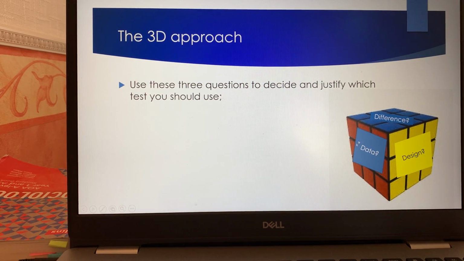Statistical test. There's 3 questions that we have to decide and justify which test we're going to have to use. So we need to know the type of data. Is it nominal? Is it ordinal? Is it interval data? Is it a test of difference or a test of correlation? So is it an independent groups, a repeated measures, or is it correlational? And, matched pairs falls under repeated measures. And then what design did they use? Those 3 things combined help us to decide which test we need.